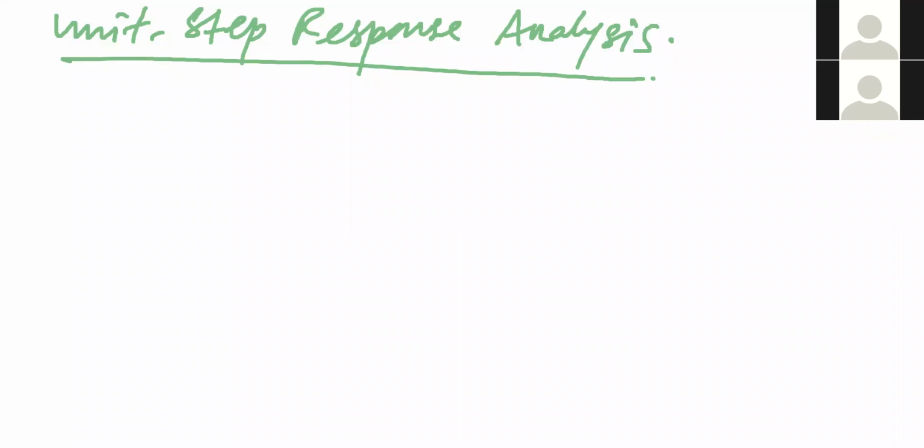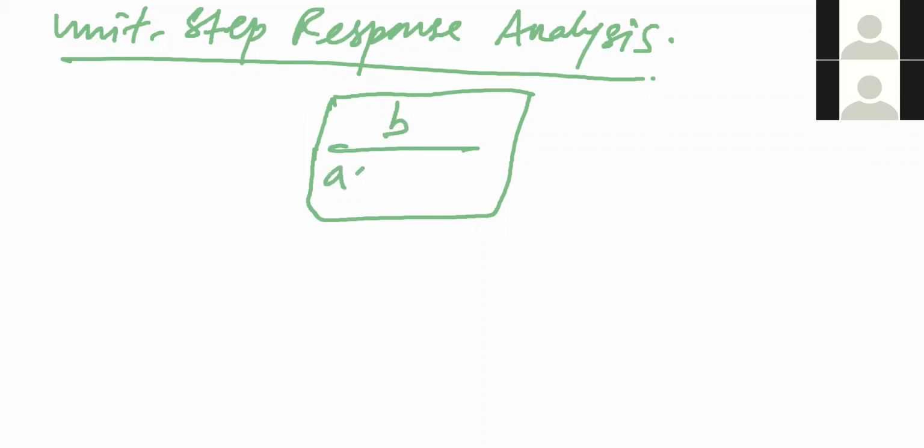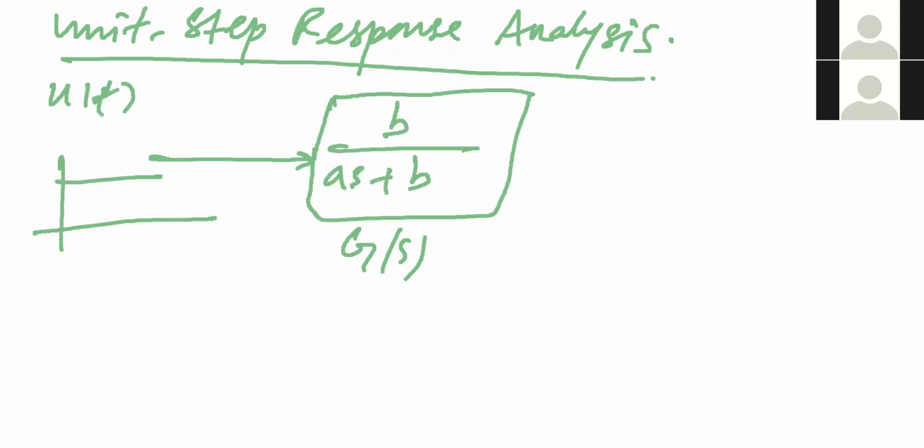So we will resume our session from the unit step response analysis of the system. In the unit step response analysis, the system function G(s) is a first order system, and we represent this by b divided by (as plus b). The input function is the unit step function, and you already know how the unit step function is represented. This is the magnitude equal to 1 for the duration of the time.